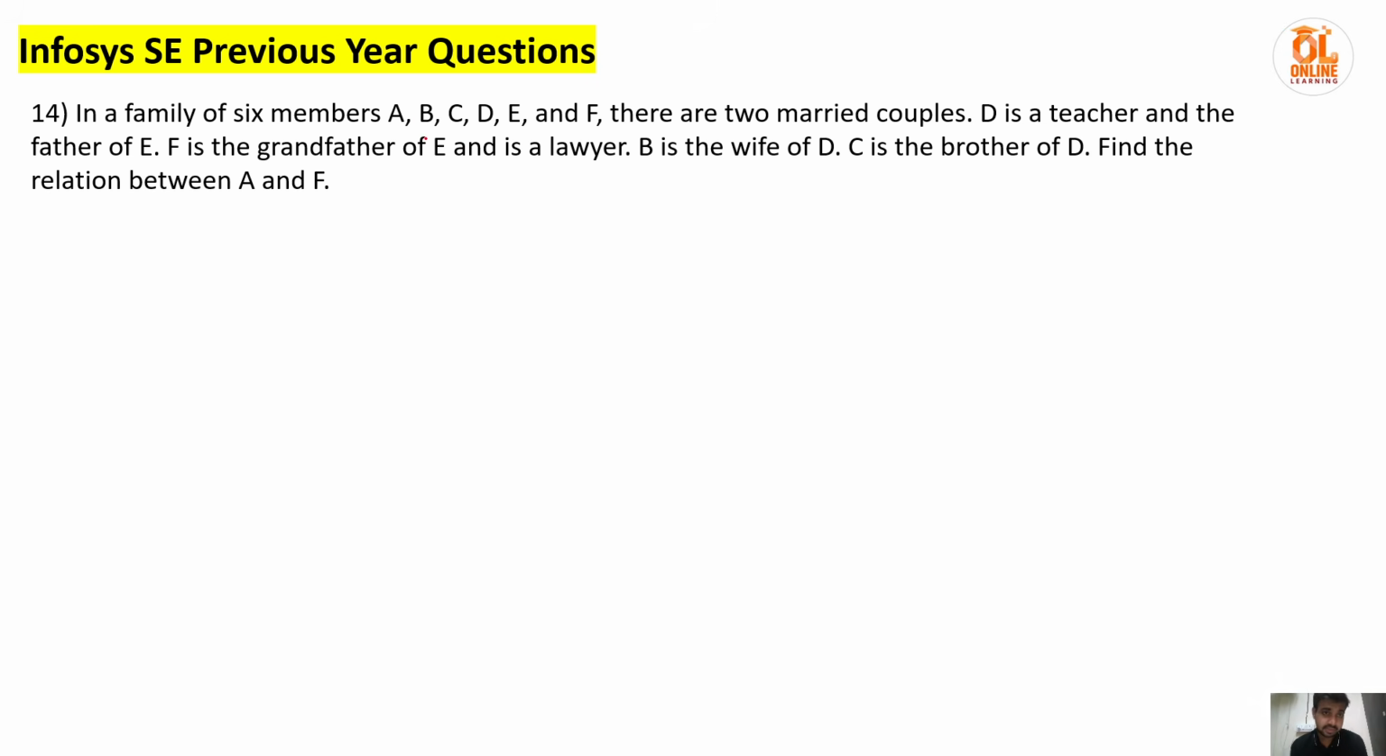In a family of six members, A, B, C, D, E, F, there are two married couples. D is the teacher and father of E. F is the grandfather of E and is a lawyer. B is the wife of D. C is the brother of D. Find the relationship between A and F. This type of question, a sitting arrangement question, we have done. This is a relation based question. So please take this as homework and let me know the answer in the comment section. If you face any problem, let me know in the next class, where I will solve this answer.